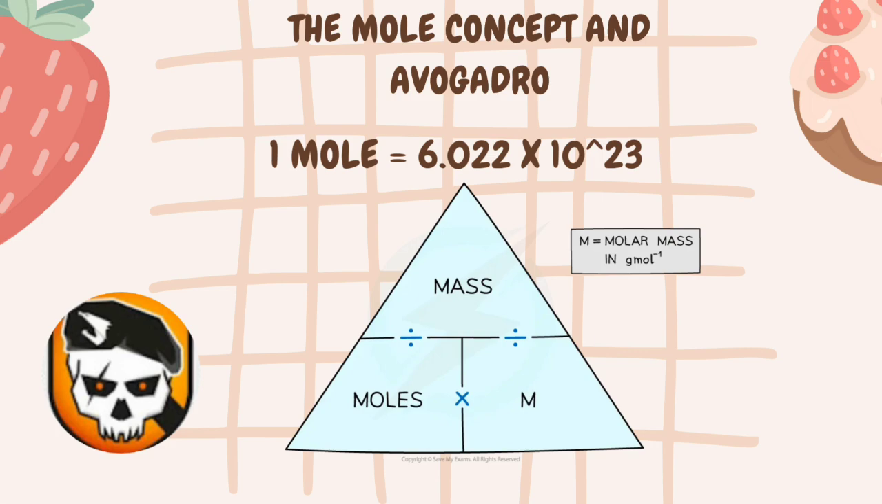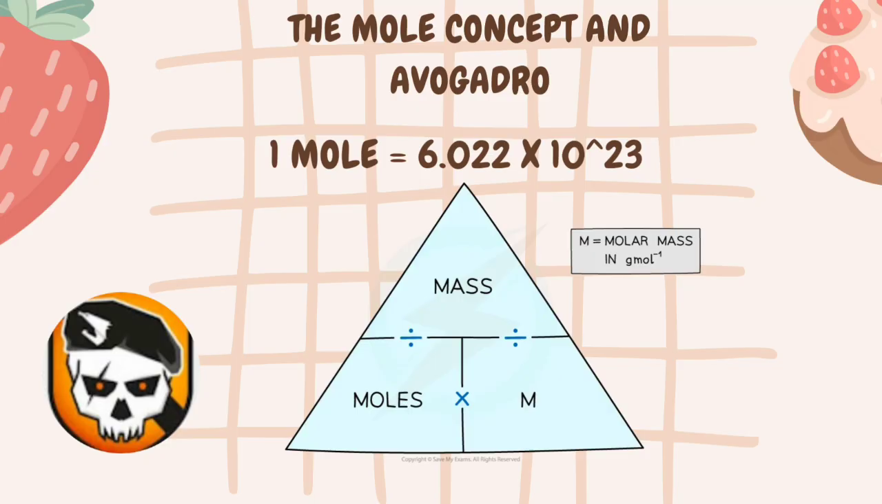Hi everyone, I will be presenting the mole concept and Avogadro. So, in chemistry, atoms and molecules are so small that it is impossible to count them individually. To bridge the gap between the microscopic world, which is atoms, and the macroscopic world, which is grams, we use the mole concept. So, what is a mole?